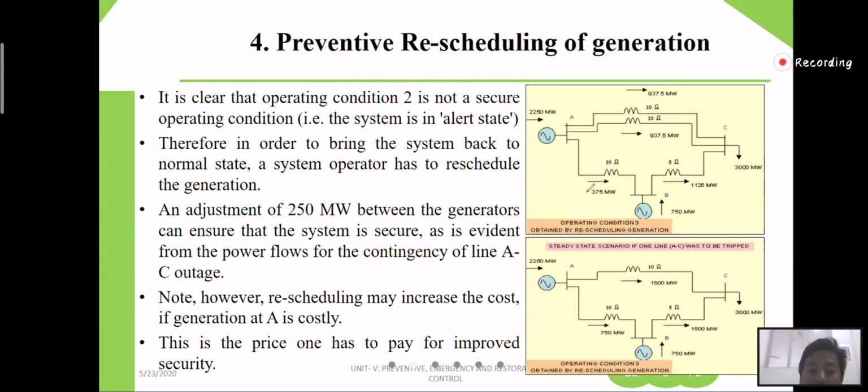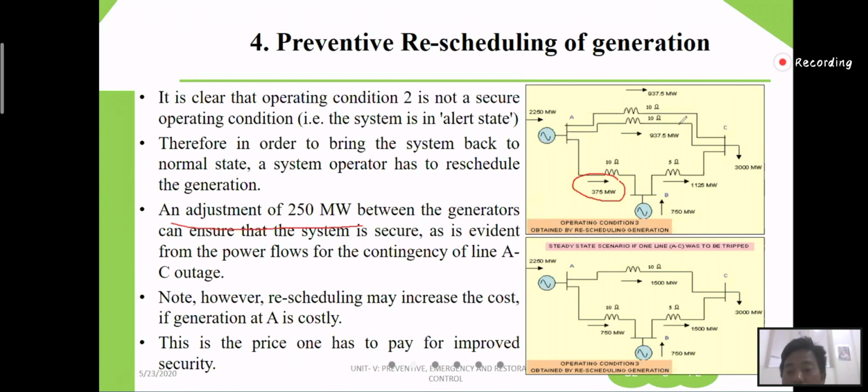Here I have said that an adjustment of 250 megawatt between the generators can ensure the system is secure, as is evident. So we'll try to adjust that and see. Now we see that between these two, it will share the 375 megawatt, and then 2250 minus 375.